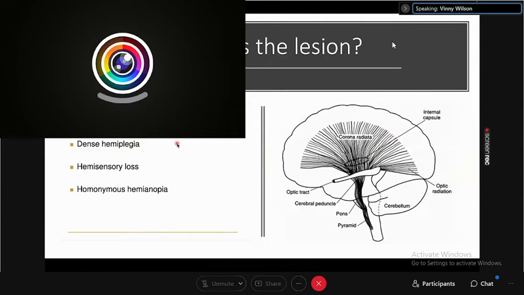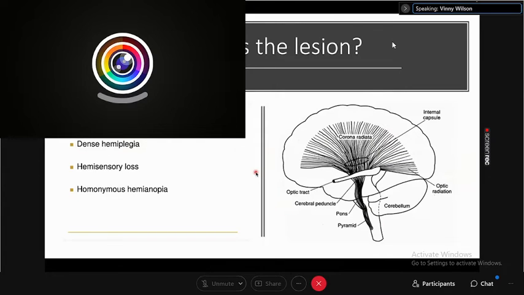So if the lesion is in the internal capsule, the patient will have a dense hemiplegia. By dense hemiplegia, we understand that the patient has equal weakness in the upper limb and the lower limb. There is no differential weakness, as we saw in the cerebral cortex. The patient may also get a hemisensory loss in internal capsule lesions because the internal capsule is very closely placed to the thalamus.